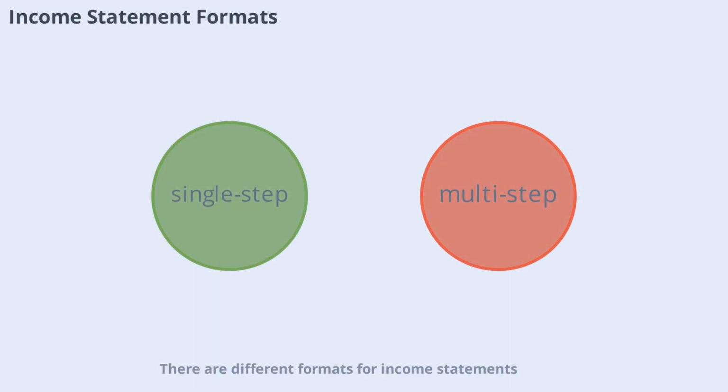There are different formats for income statements, including single-step and multi-step formats. The single-step format groups all revenues together and subtracts all expenses in one step. The multi-step format breaks down the process into sections, such as gross profit and operating income, providing more detail. Choose the format that best suits your business needs and provides the level of detail your audience requires.